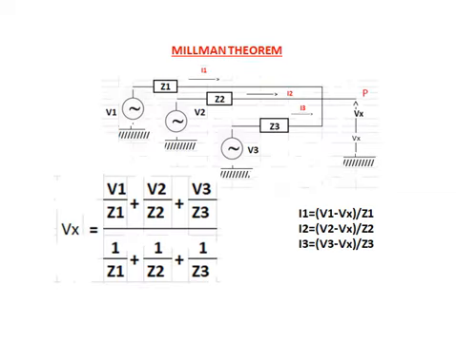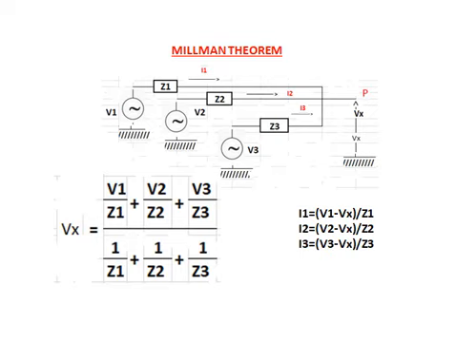Another is Millman theorem. Here you see three voltage sources. They are connected to the impedances Z1, Z2, Z3. The other sides of the impedances are star connected and floating. The floating point is P. Vx is equal to (V1 by Z1 plus V2 by Z2 plus V3 by Z3) whole divided by (1 by Z1 plus 1 by Z2 plus 1 by Z3). 1 by Rx is equal to 1 by Z1 plus 1 by Z2 plus 1 by Z3.